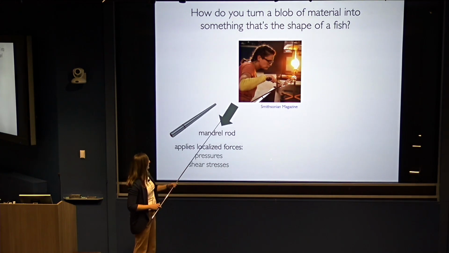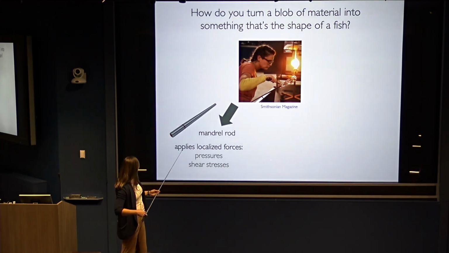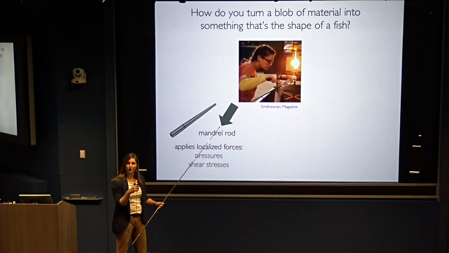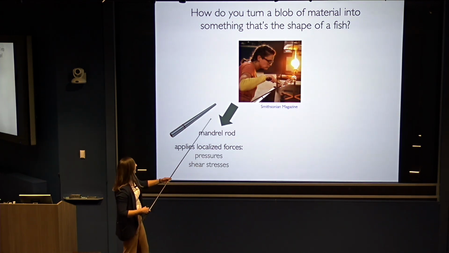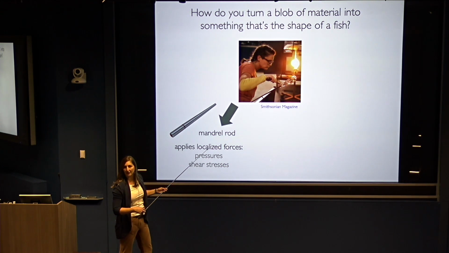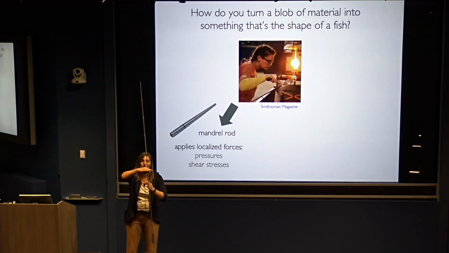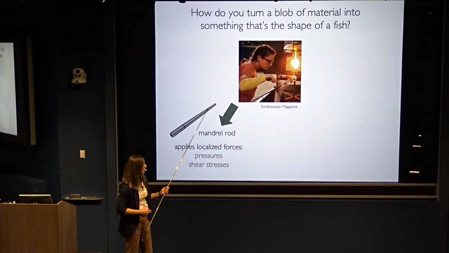And how the glass blower did it is, first, you have to be able to apply some localized forces, right? You apply forces to specific places to pull on the material to draw things out. And these, I might refer to them as pressures or shear stresses, where instead of a pressure where you compress something, you can also shear something like this. Those are types of forces.